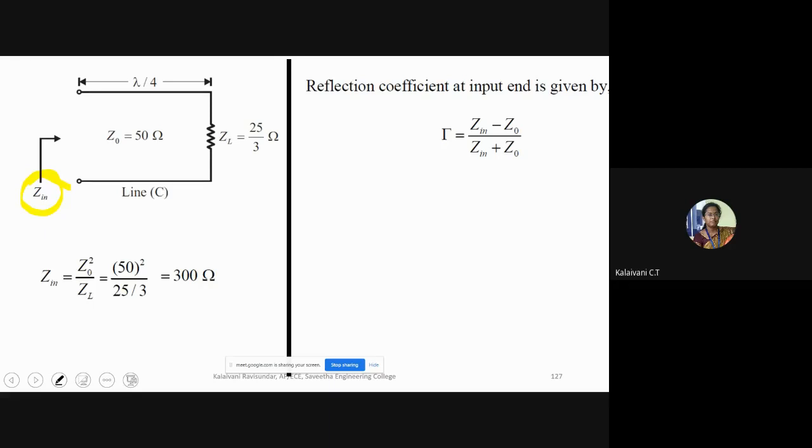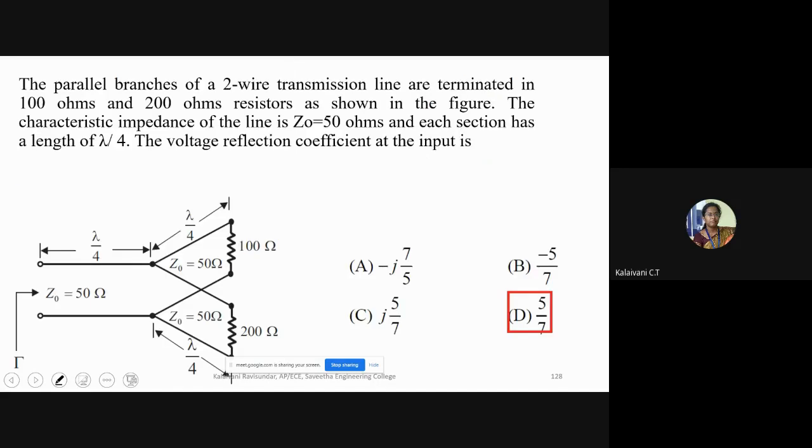So due to this, we find the reflection coefficient. Normally, when reflection coefficient is mentioned, it means the reflection coefficient at the load. When they particularly mention the reflection coefficient at the input end, we have to go for the formula Zin minus Z0 divided by Zin plus Z0. Instead of ZL, you have to replace it by Zin. Now Zin you found out, 300. Substitute: 300 minus 50 divided by 300 plus 50 is equal to 5 by 7. So the answer is 5 by 7.